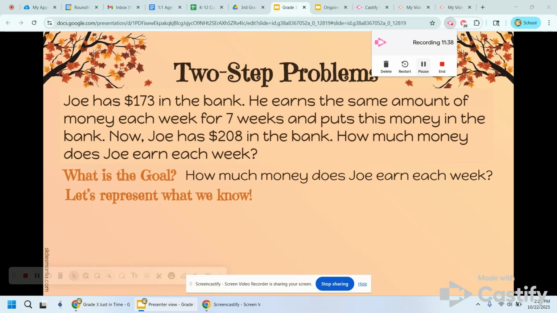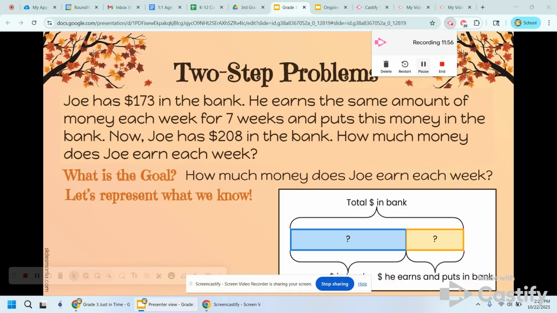Well, we know that he is starting with $173 in the bank. That amount changes because he's earning some money each week for 7 weeks and putting it in there. So I'm starting with 173, I'm adding some to it, and then I have $208 at the end. So I can represent that like this.